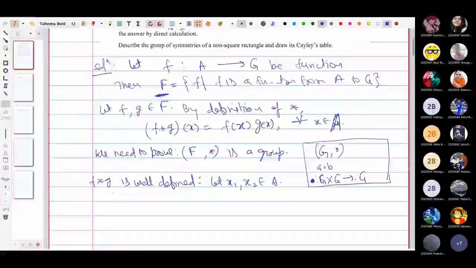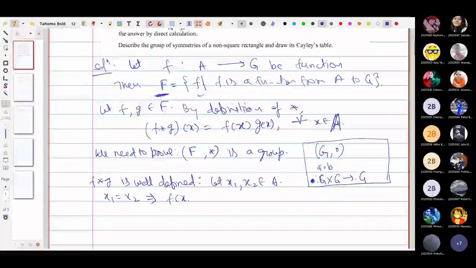Okay. So x1 is equal to x2. That is, the same element should have the same image. Or if images are distinct, then pre-images should be distinct. In other words, because f is a function here. Capital F contains functions. So f is a function, so small f should be well defined.